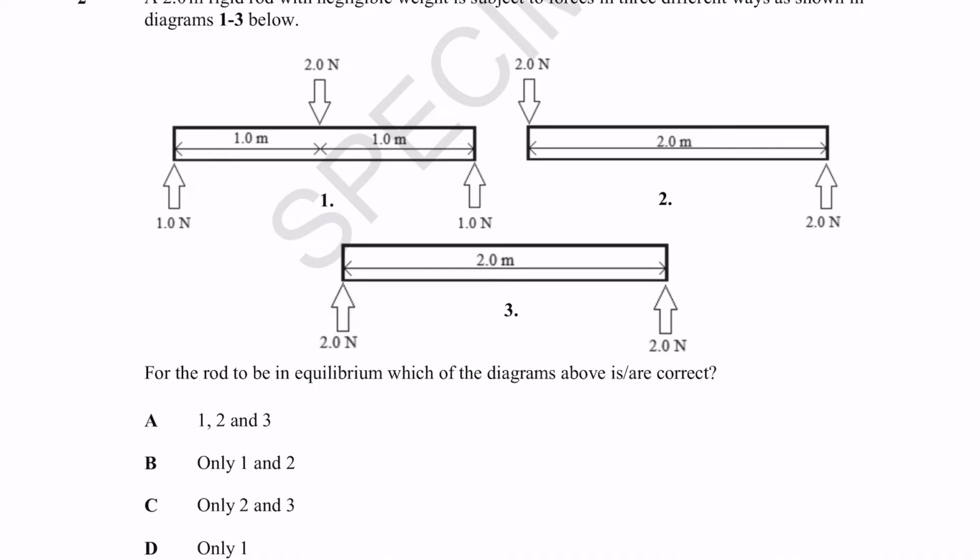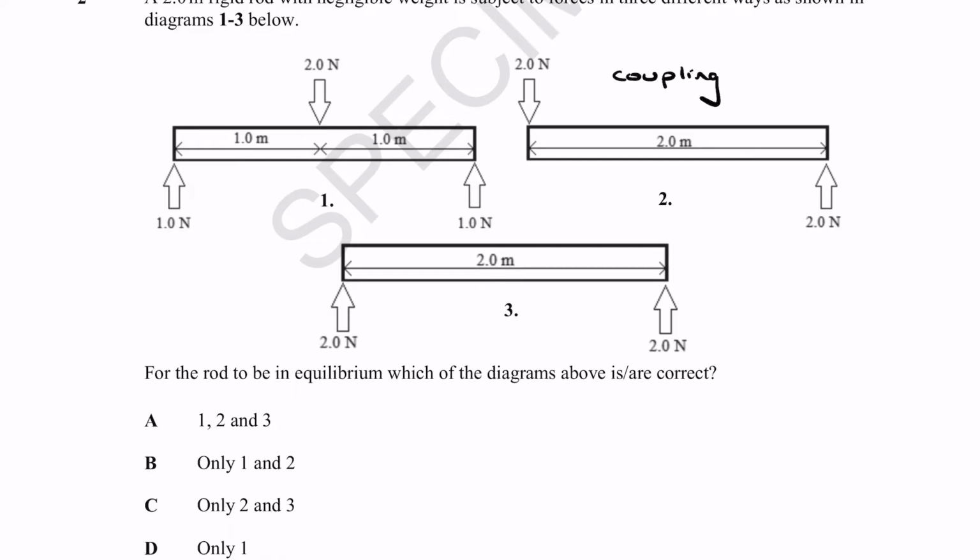Number 2 has two forces of 2 newtons each on either end, but bear this in mind that this will be a coupling effect. It's very much like when you are driving using 2 hands on your steering wheel. So it will make it rotate, and therefore 2 is not correct. So that just leaves us with D being the answer. Only the first one is correct.